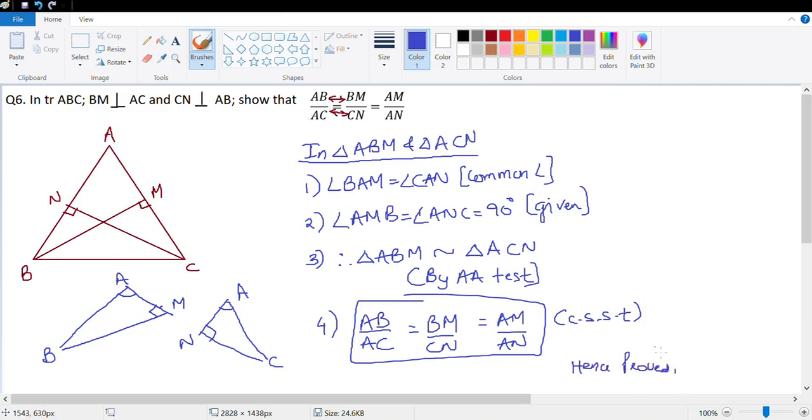Let's look at the next one. The next one that we have is question number 10.